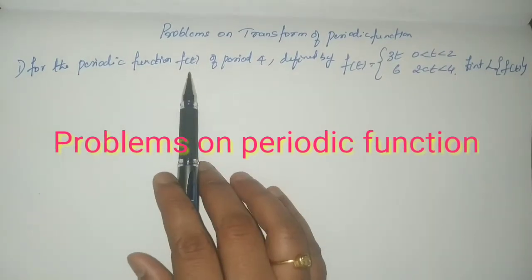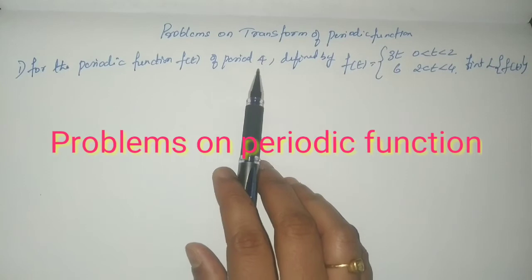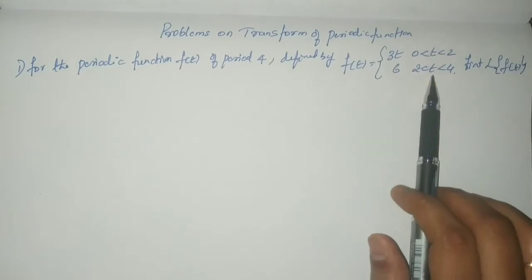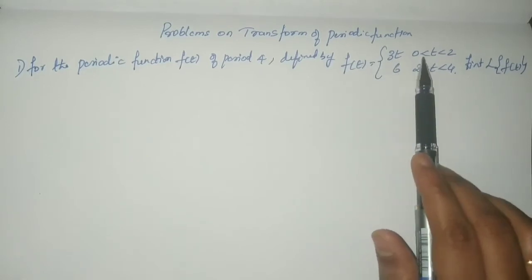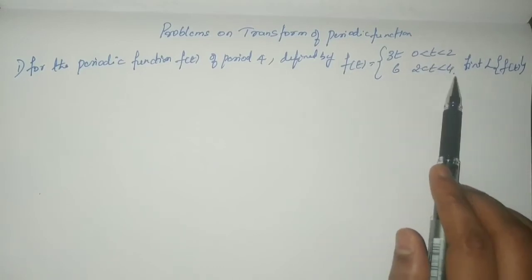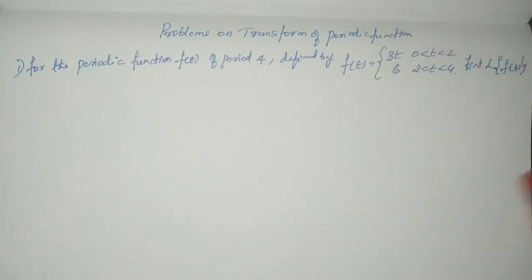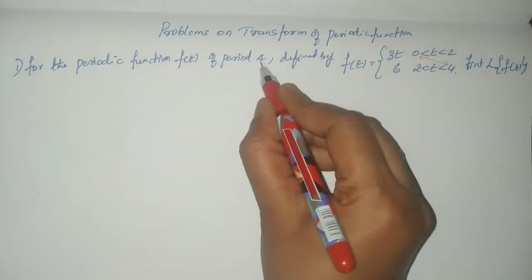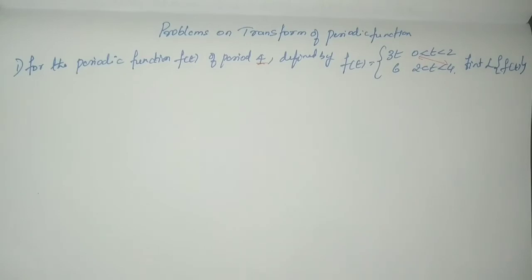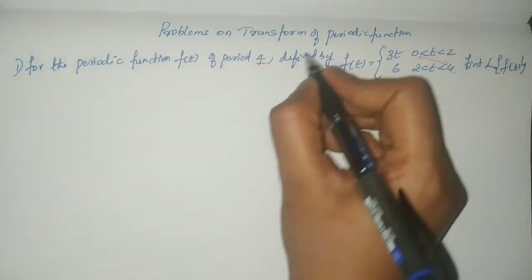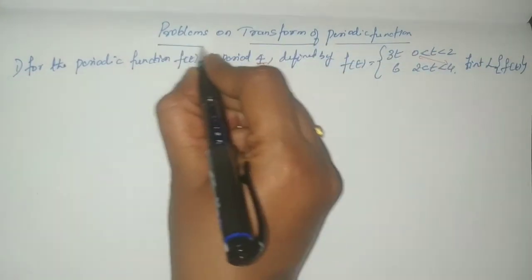For the periodic function f of t of period 4, so that capital T is nothing but period 4, defined. So you see the function is split in two forms. The function is 3t when t varies from 0 to 2. Then the function is 6 when t varies from 2 to 4. So the complete length of the given interval is 0 to 4. That is the period. If they have asked us to find the Laplace transform of f of t, then by looking at the question, all the terminology indicates that it is a problem of transform of periodic function.